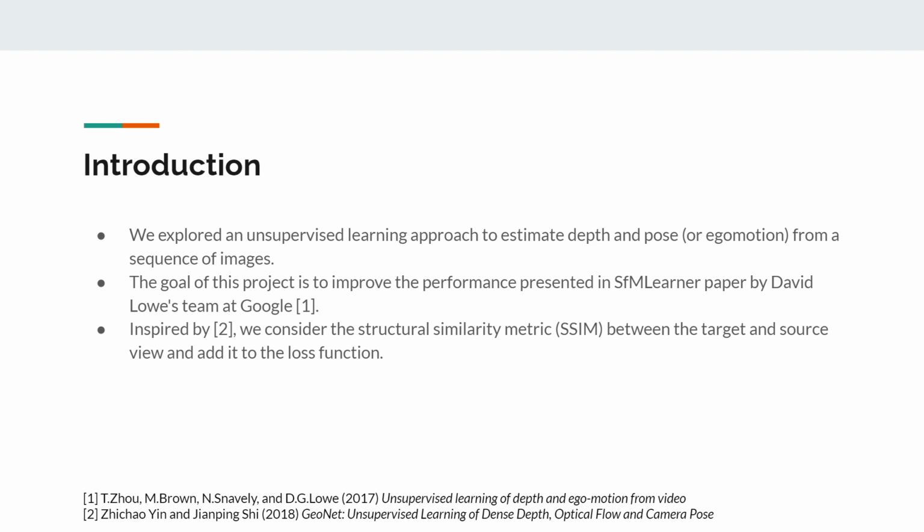The goal of this entire project was to improve the performance by making changes to the loss function, or augmenting the data, or changing the network architecture. One of our first approaches was inspired by a paper that some people at GeoNet did, which used the structural similarity metric, or SSIM, as a better indicator of determining the difference between two images than conventional methods.